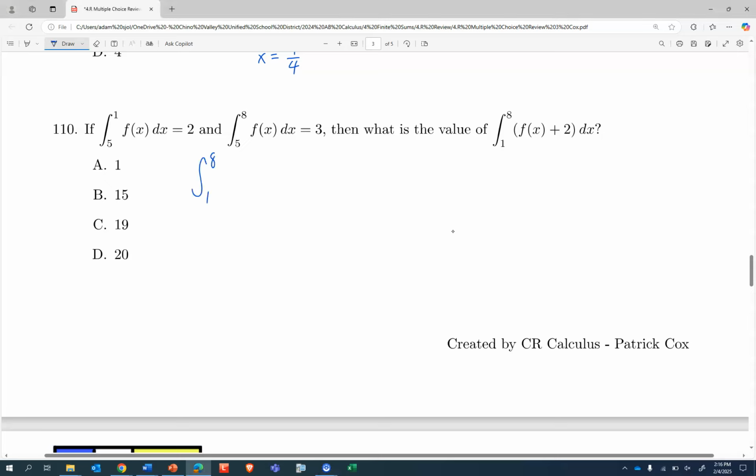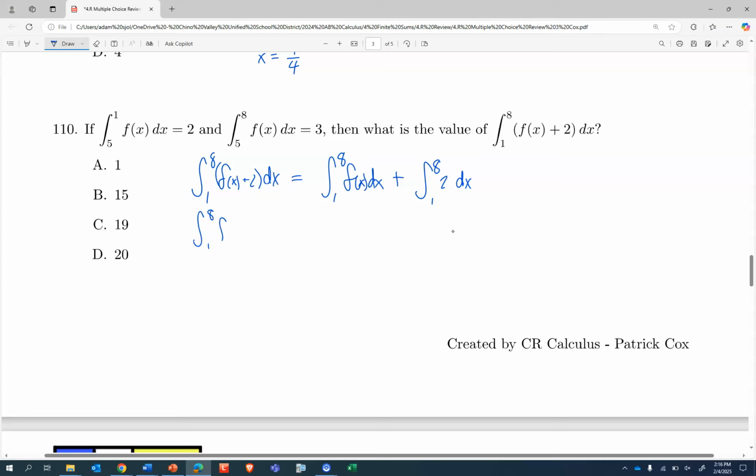So I'm going to go the definite integral from 1 to 8 of f of x plus 2 dx. That's what we want. And we know that's equal to the integral from 1 to 8 of f of x dx. Plus, a lot of people would just add on 2, but it's not. It's the definite integral from 1 to 8 of 2 dx, which we know is going to be 14. But I need some more space there.